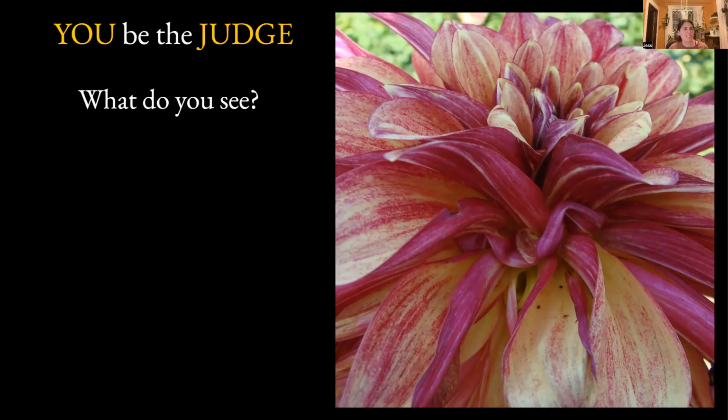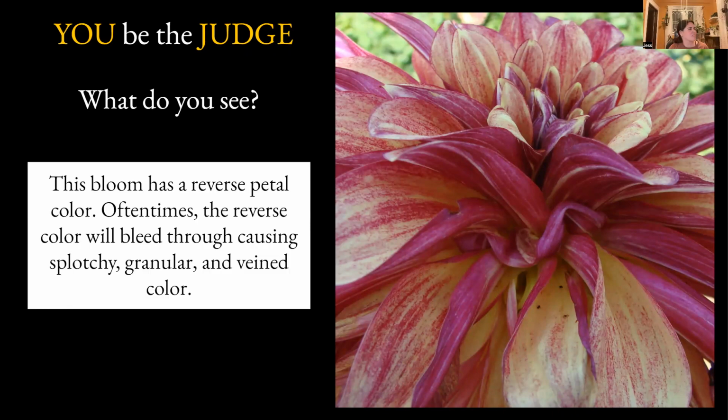Streaky. This bloom has a reverse petal color. Oftentimes, the reverse color will bleed through to the face, causing splotchy, granular, and veined color. And that's kind of what's happening here and here, down here as well. Becky, you can see the turnover here. Can you see it here? This is the reverse.